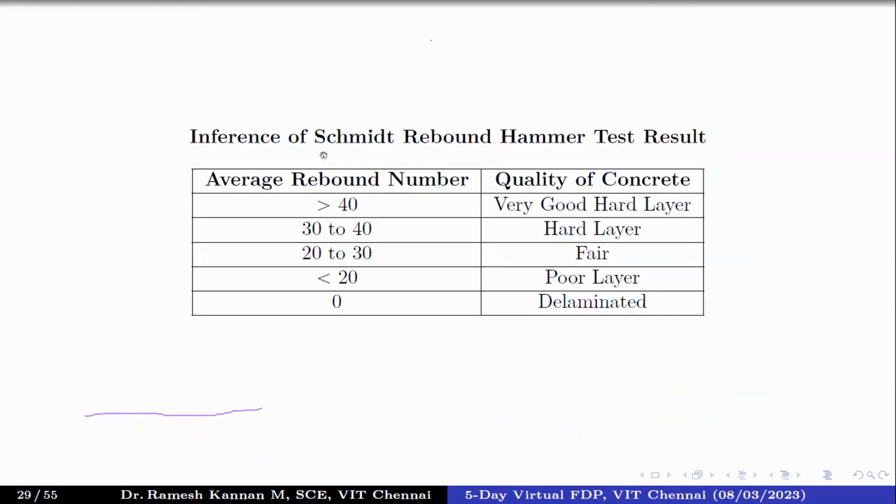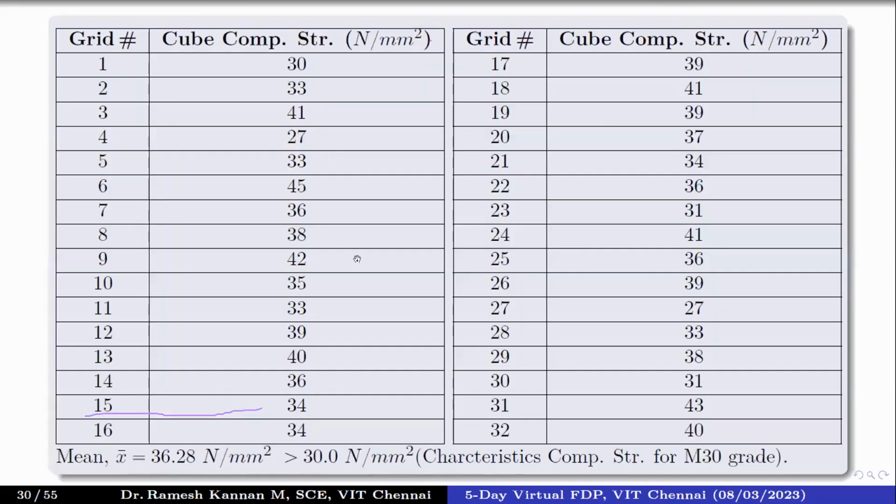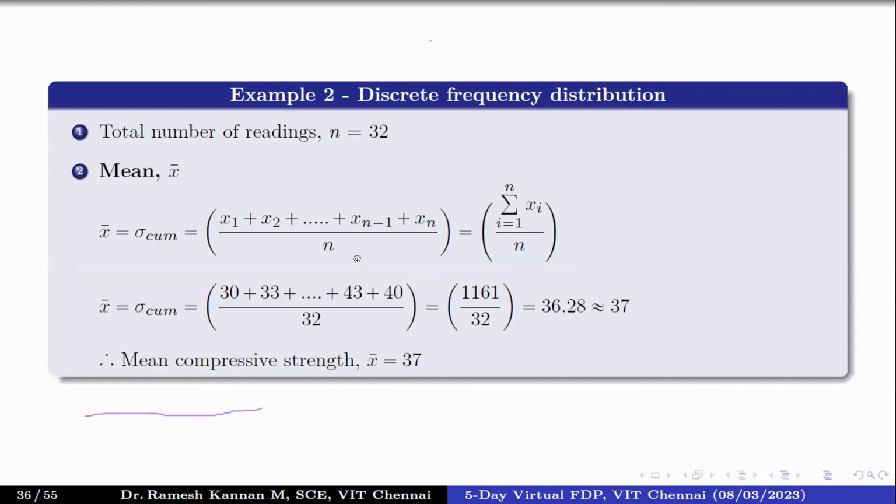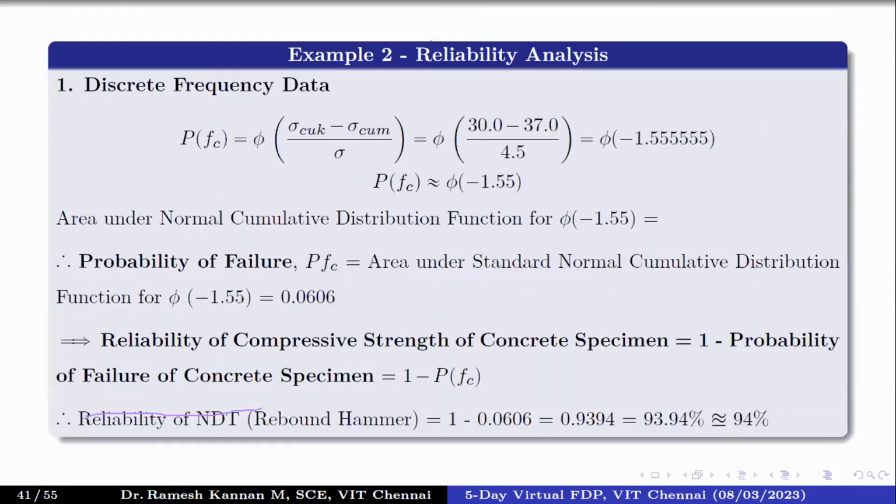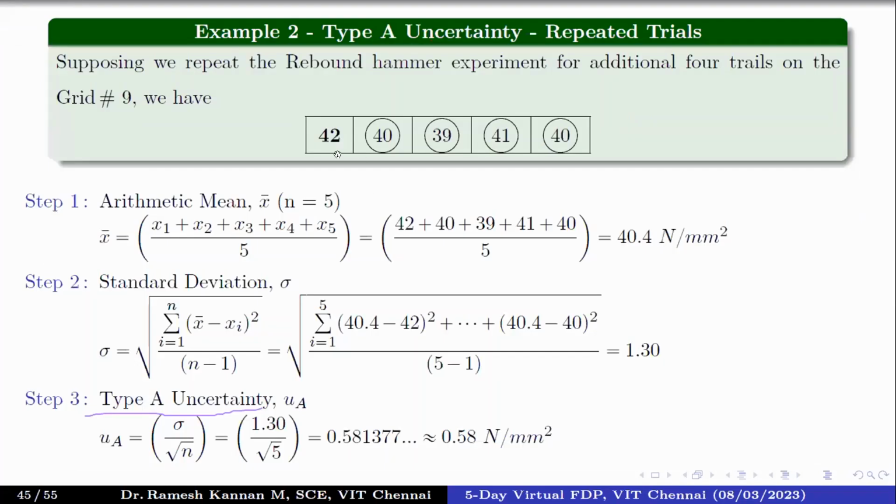And what is the value for that? Initially, the grid number 9 is 42. Right. So that is 42. And then we'll try 4 more trials. When I use the rebound hammer, I didn't get 42 Newton per millimeter square, but instead I get 40, 39, 41, and 40. So even though I have repeated, none of the values correlate to this. Sometimes there could be a value that correlates, but in this case, none of them correlates to the previously given value, right?